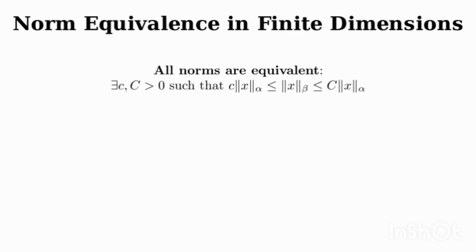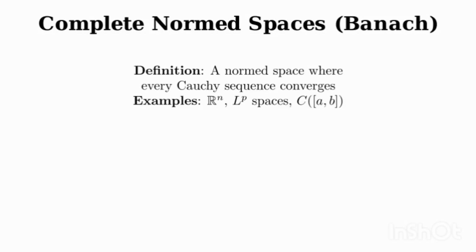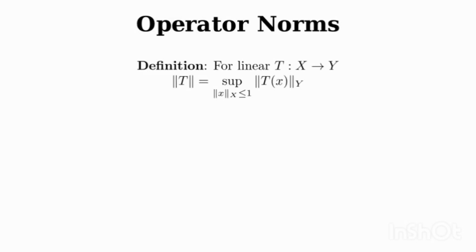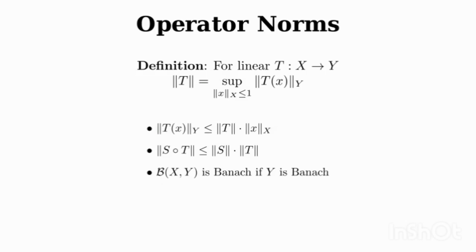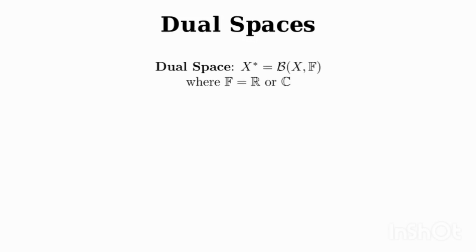When we say norms are equivalent, two norms are called equivalent if there exist two positive constants. This means that one can be bounded above and the other one can be bounded below. The operator norm tells us how much a linear transformation can stretch a vector in the worst case. Suppose T, so you can see operator norms.